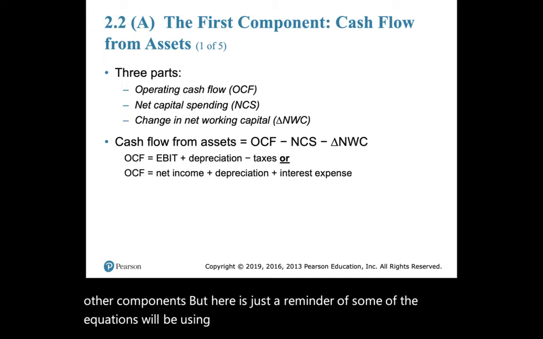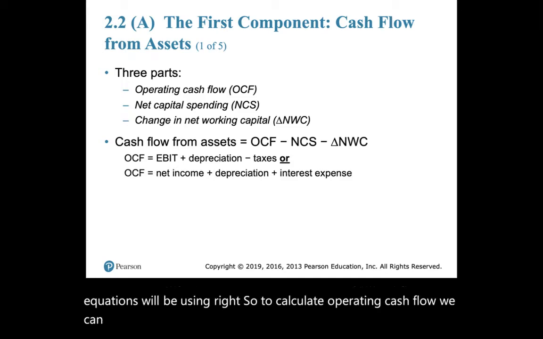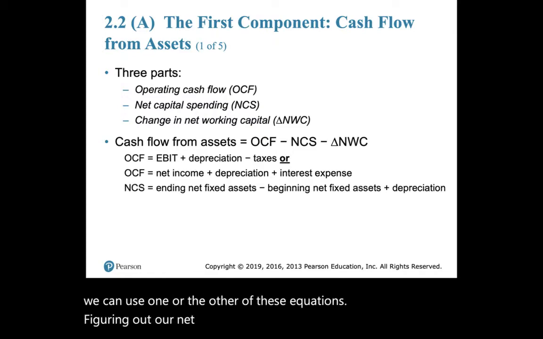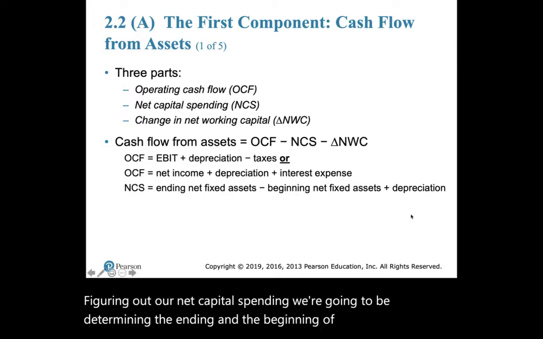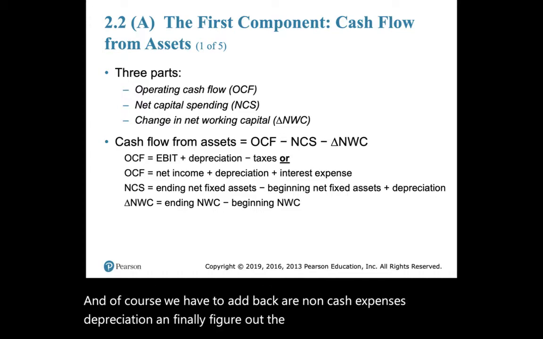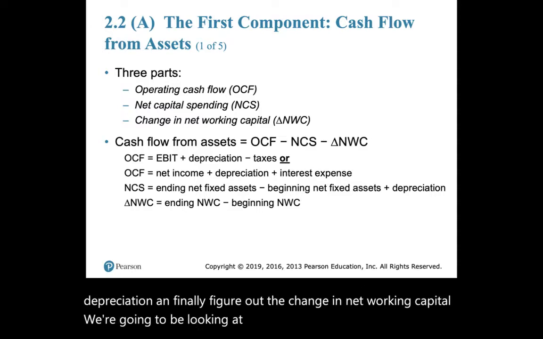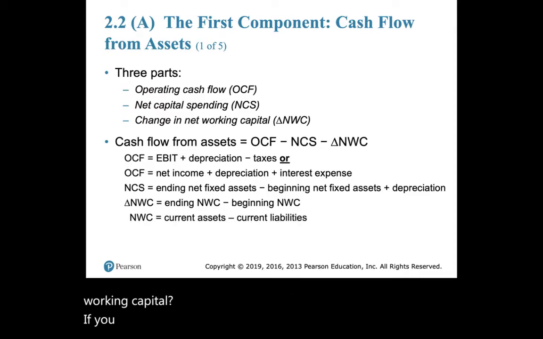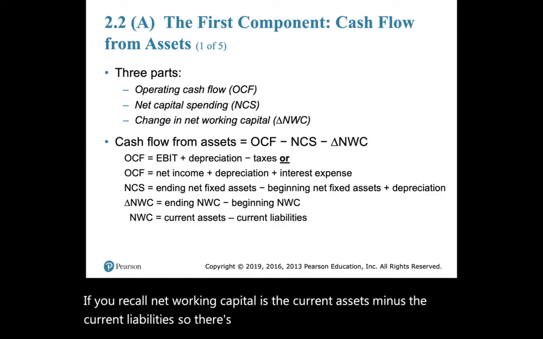So to calculate operating cash flow, we can use one or the other of these equations. Figuring out our net capital spending, we're going to be determining the ending and the beginning of our net fixed assets. And of course, we have to add back our non-cash expense of depreciation. And finally, figuring out the change in net working capital, we're going to be looking at the ending and beginning of our net working capital. You may wonder, how do you calculate net working capital? Well, if you recall, net working capital is the current assets minus the current liabilities. So there's some equations there for you.